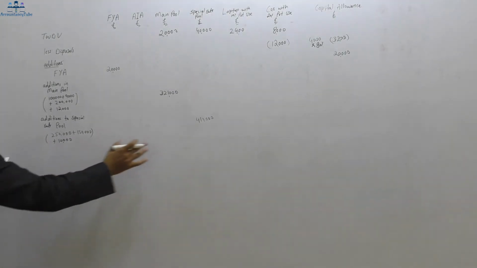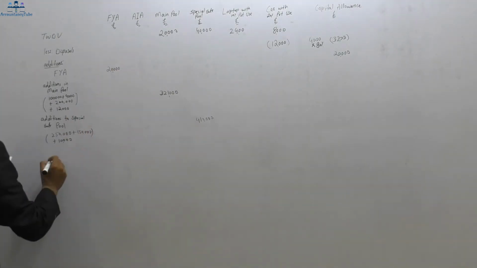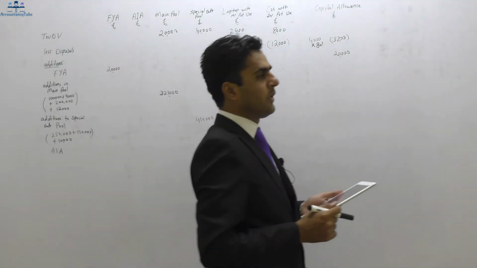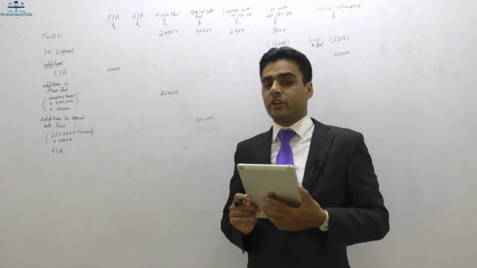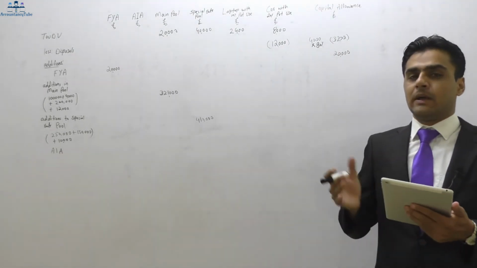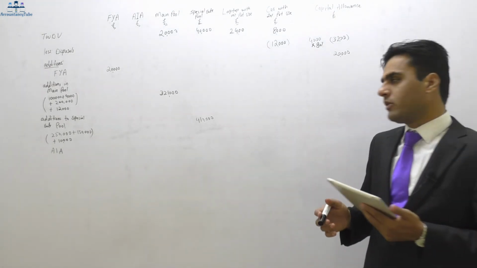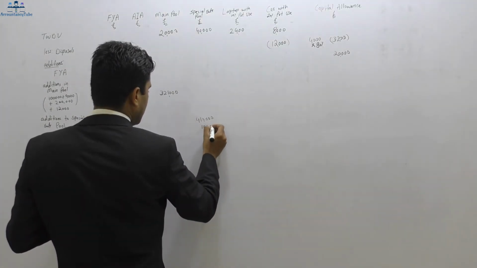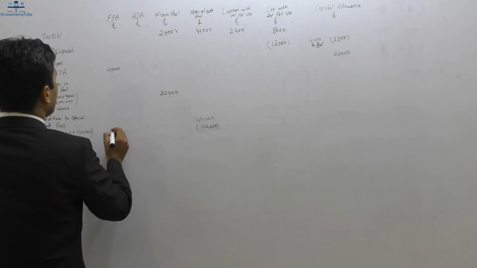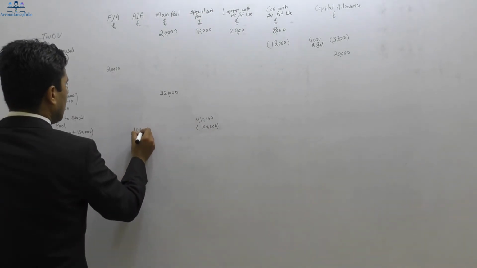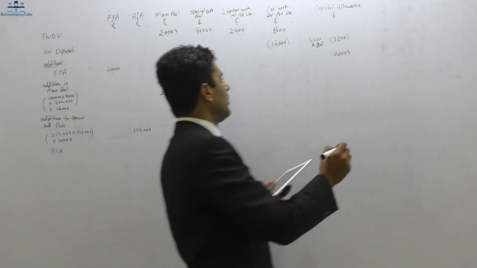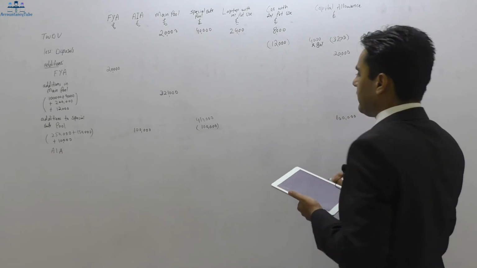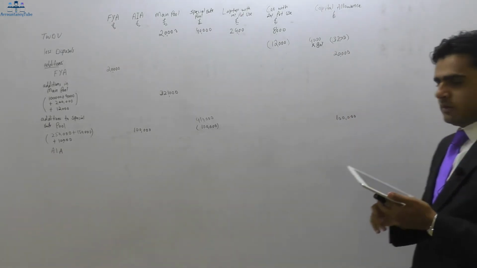Now, out of the £410,000, we have to consider the annual investment allowance. Annual investment allowance is £200,000 for a year. However, in this case, the period is only 6 months, so for 6 months it will be only £100,000. So we take £100,000 out of this figure, and it will go into the annual investment allowance, £100,000, and the same amount will also go into our capital allowance section, £100,000. So that is our first annual investment allowance.